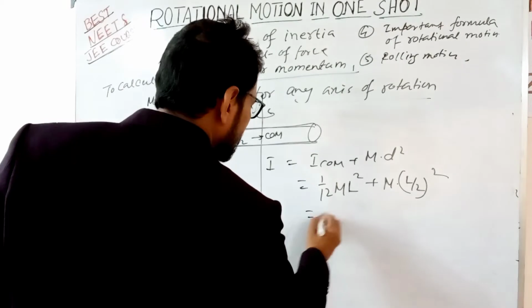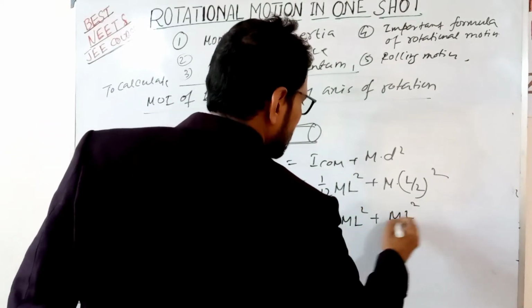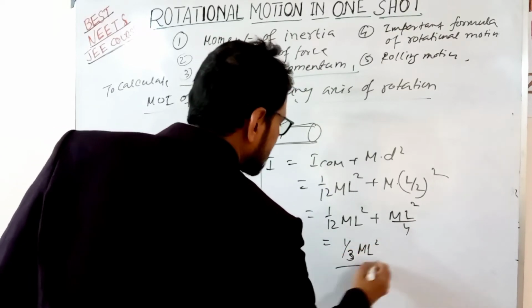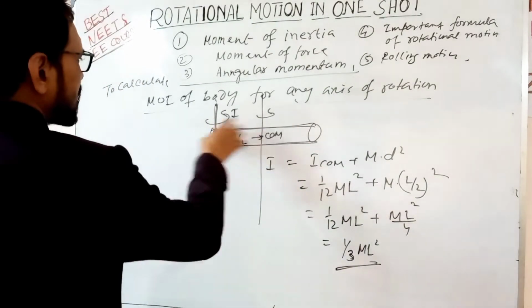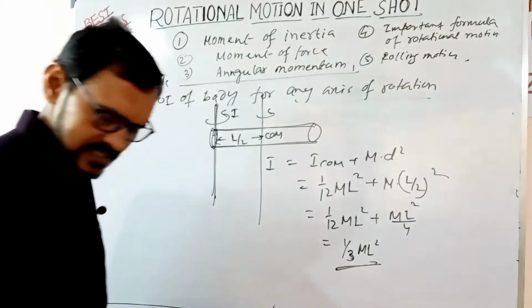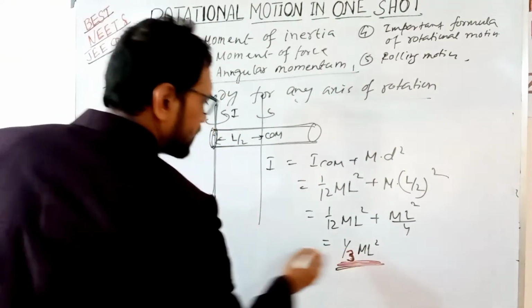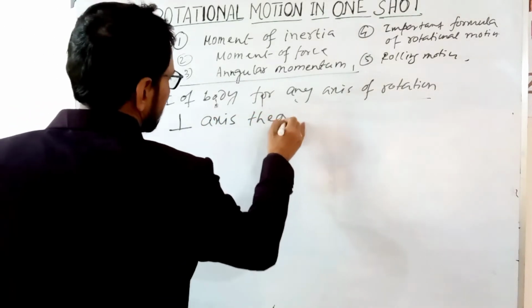d equals L by 2, so this will be 1 by 12 m L square plus m L square by 4, that is 1/3 m L square. So this is the result we use. The moment of inertia of the rod about one end is equal to 1/3 m L square. This is the result, 1/3 m L square.